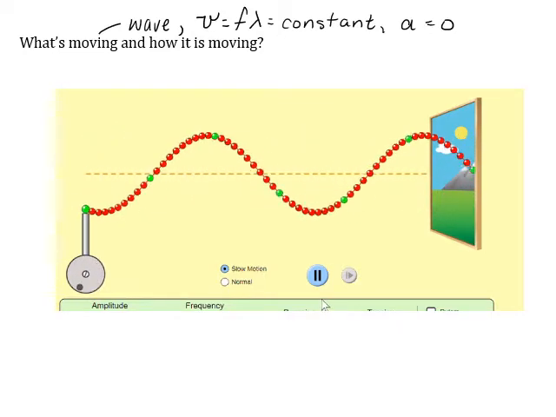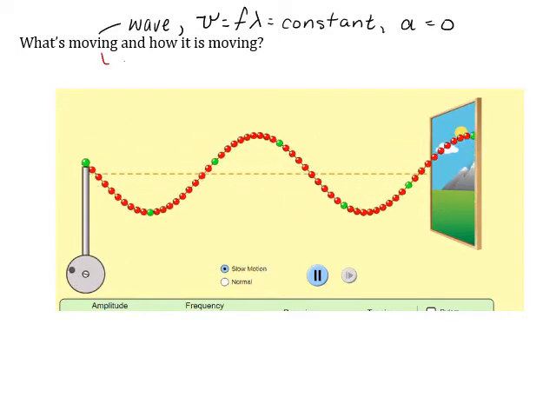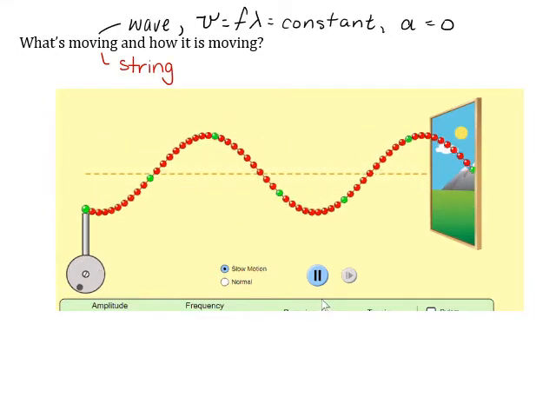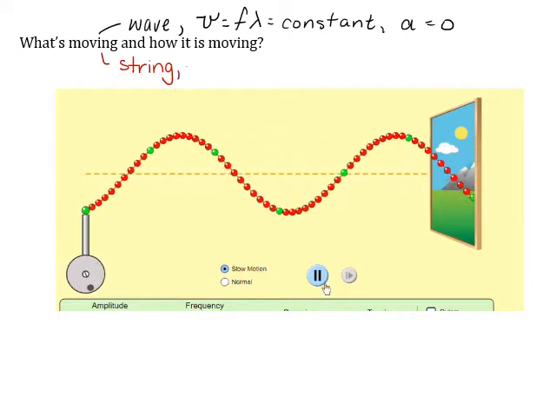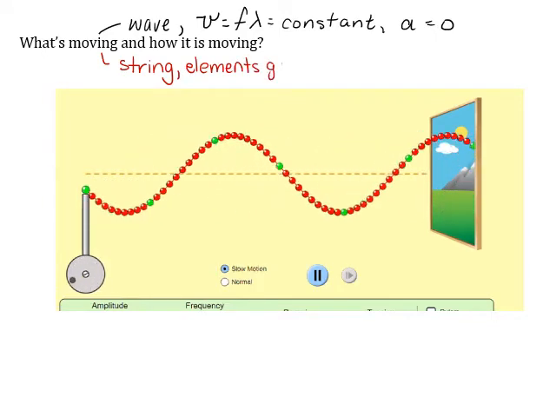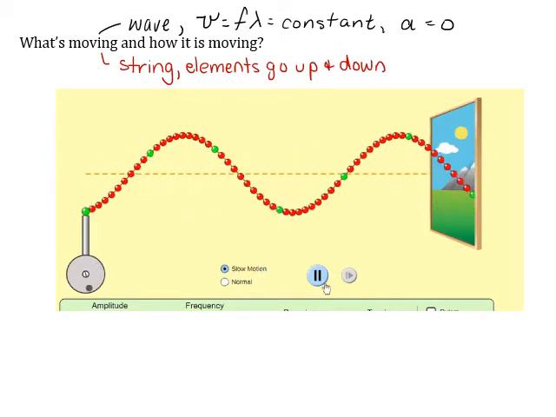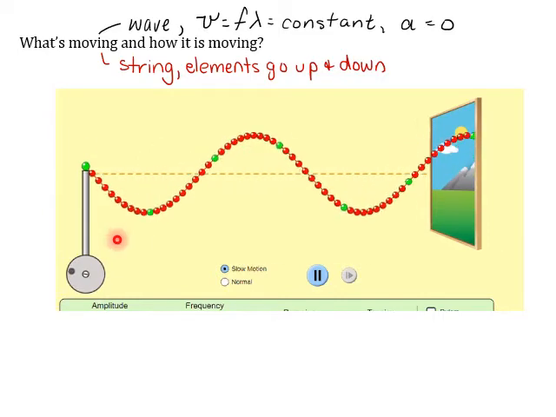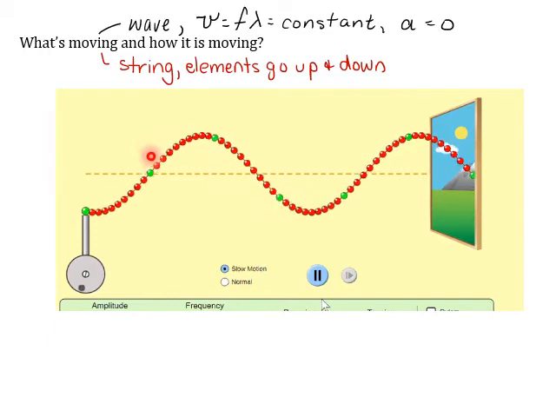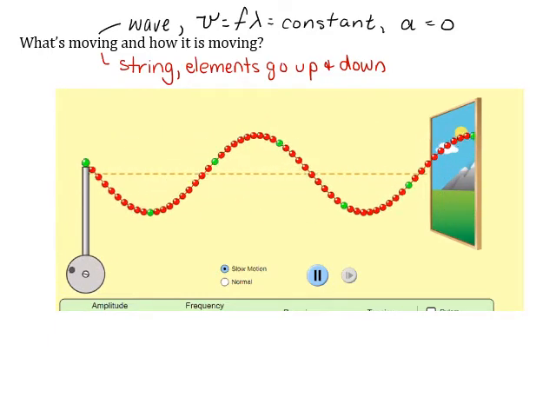Okay, but the wave is only moving because the string is going up and down. So the string is also moving. Specifically, each element of the string is going up and down. So each little bit, if you focus on one green dot, you'll see that that green dot alternately goes up and down. If you stare at it for a little bit, you'll probably see that the velocity is not constant.